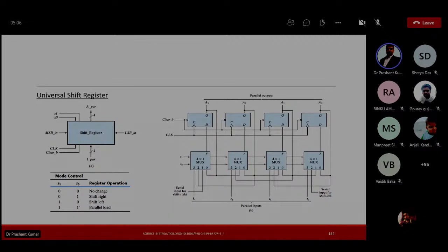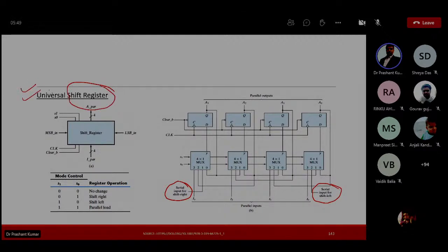Fine. So here you can see this is the serial input for when you want to use this register as a shift right register, and this is the input when you want to use this register as a shift left register. So that's why it is called a universal shift register. According to your need, according to your choice, you use this register in both ways, shift right or shift left. So it is not a left shift register or right shift register. It is only a shift register, a universal shift register.